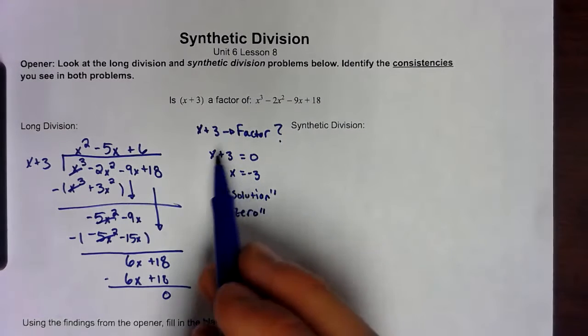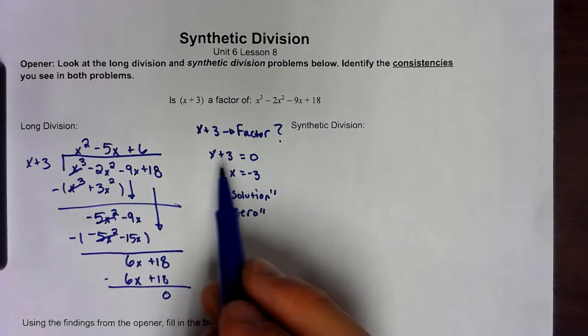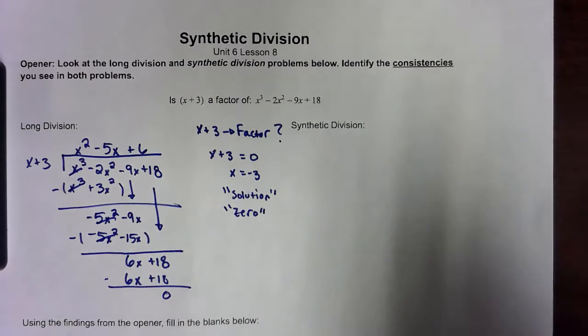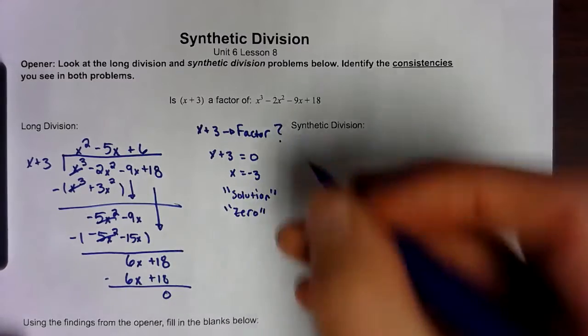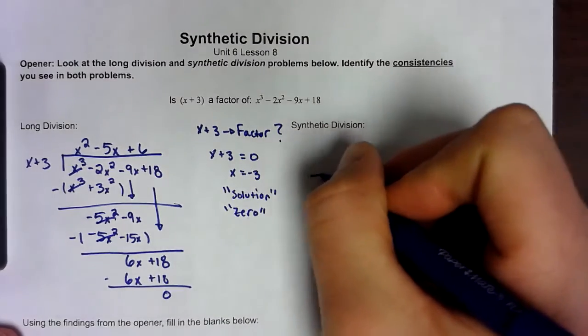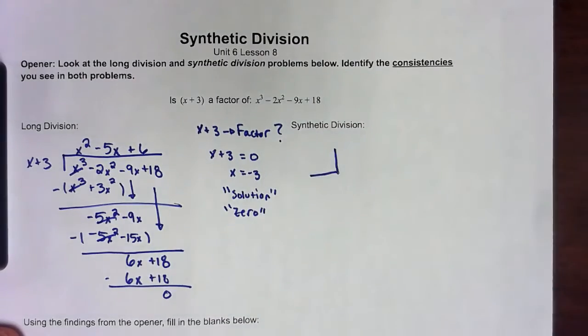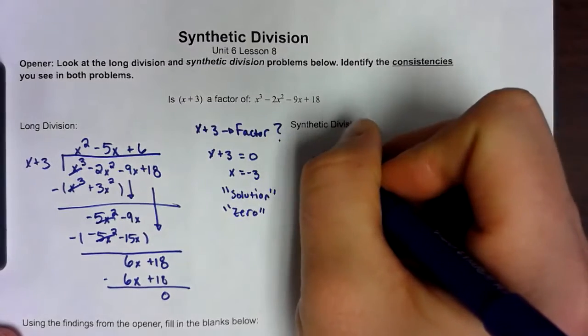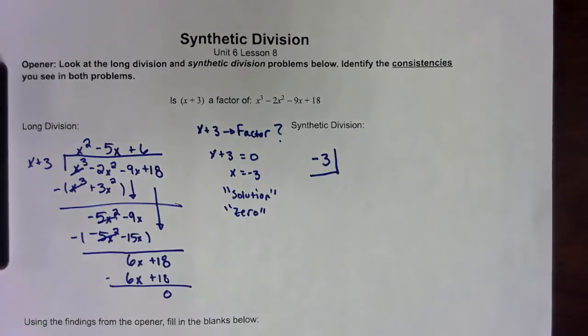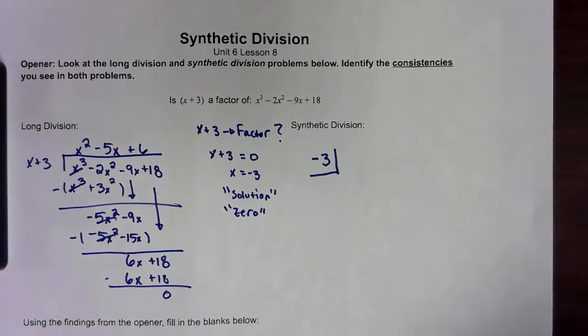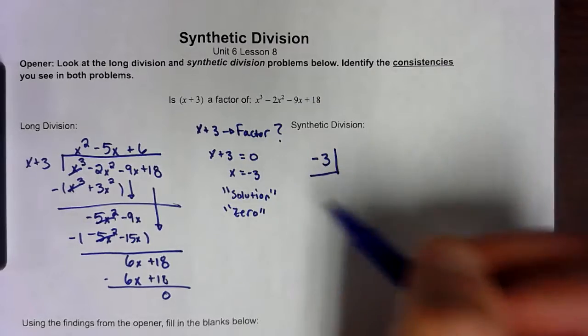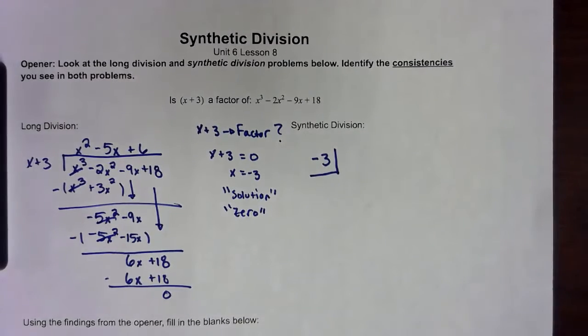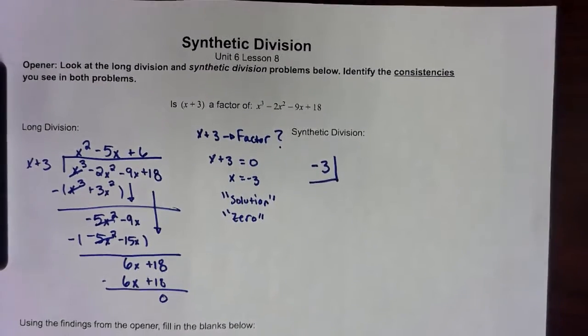This work always needs to happen where we figure out what the possible solution is. The reason is that when we do our synthetic division, you're going to make a little half box, and we're going to put what we think is the solution, which is -3, in that half box. I'm going to refer to this half box as the chair. So what we think is the solution will always go into the chair.